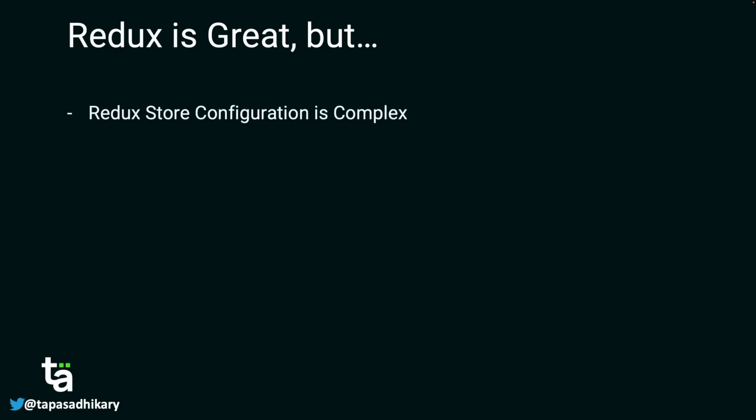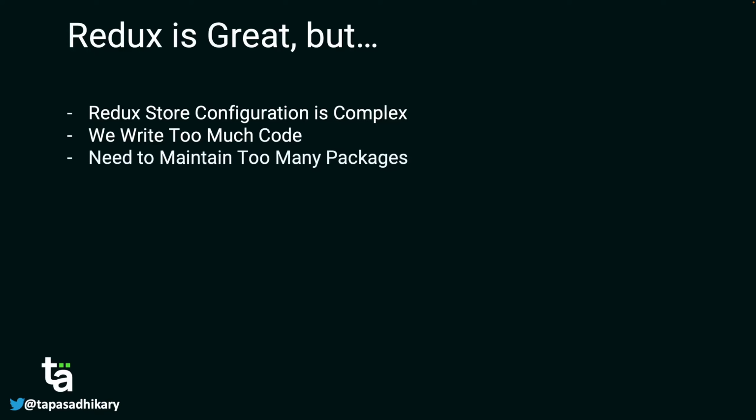One issue was Redux store configuration seems to be complex. It means that the way you configure the store so that the state gets managed globally seems to be a bit complex. We write too much code to implement Redux. We need to install too many packages to get the Redux implementation. And at times, we are not sure what's going on under the hood. That's the problem that most developers started with, and the debate started whether Redux is the thing that people should go for state management or whether there are other alternatives.